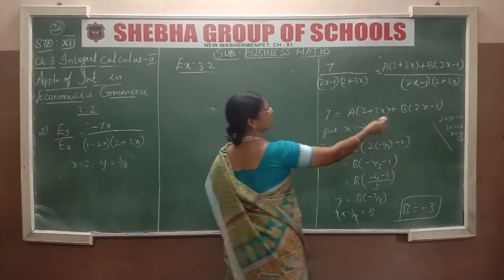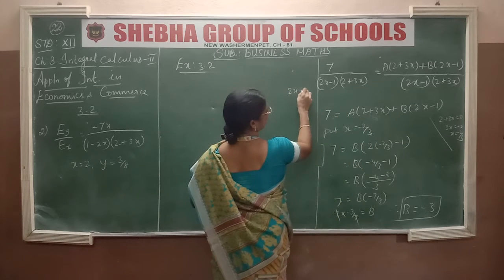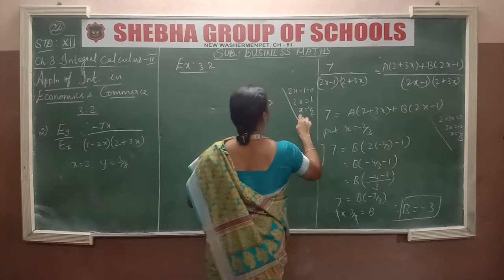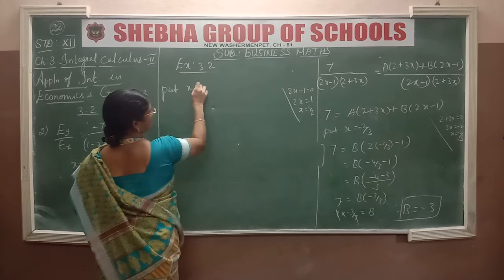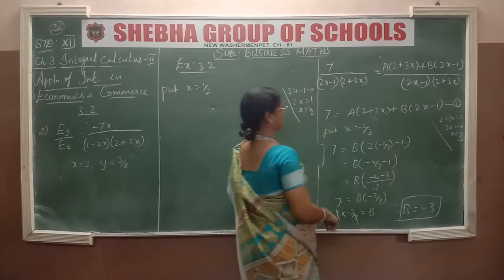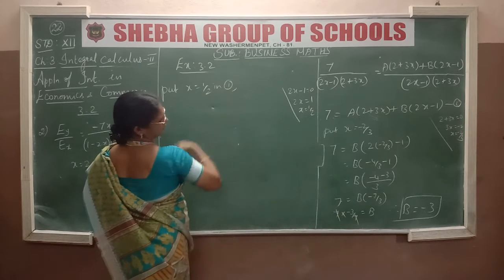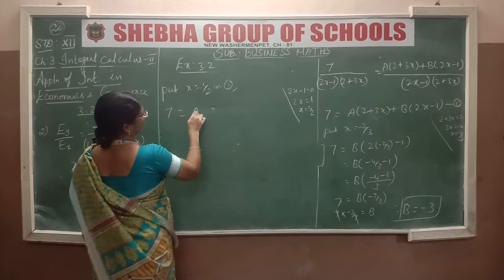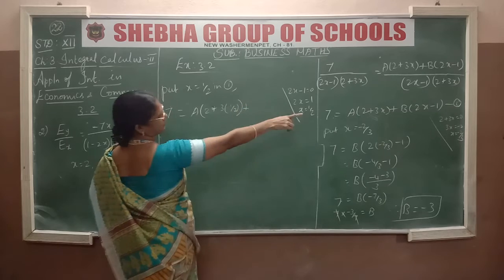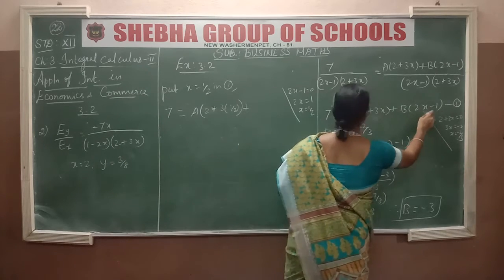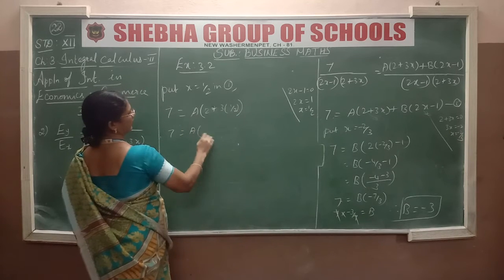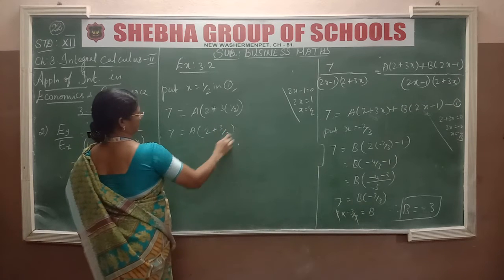Next we substitute x. Now listen, 2x minus 1 equal to 0, then 2x equal to 1, x equal to half. So we put x is equal to 1 by 2. Sum up, mark any first equation and substitute in 1, we get 7 is equal to a into 2 plus 3 into 1 by 2 and plus b into this becomes 0. Okay, so leave it, and 7 equal to a into 2 plus 3 by 2.